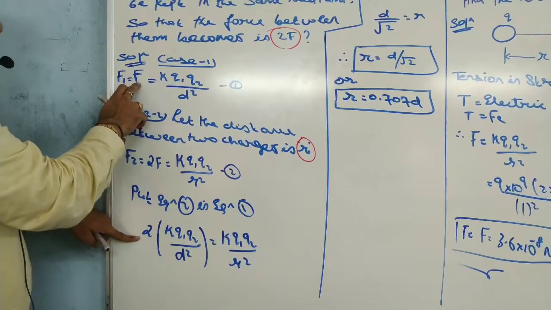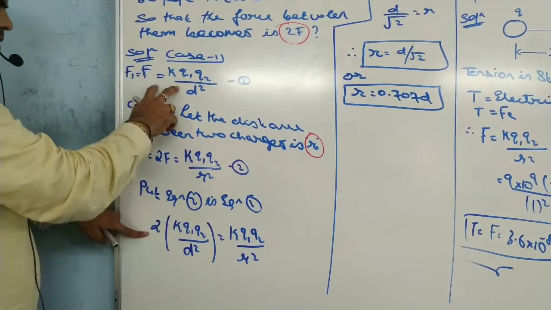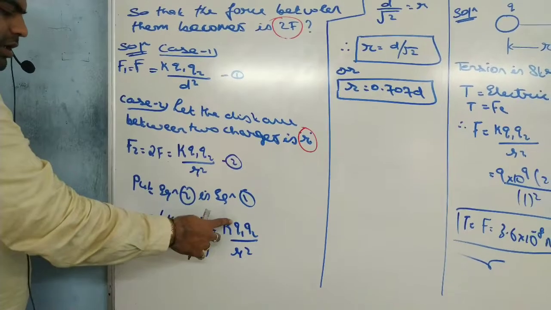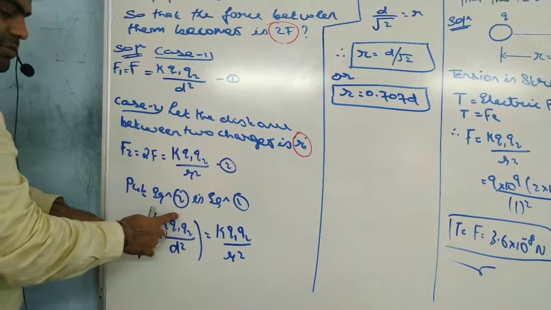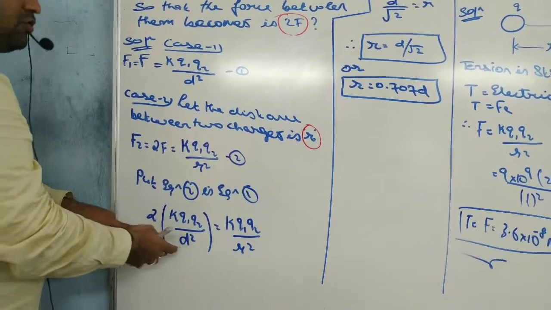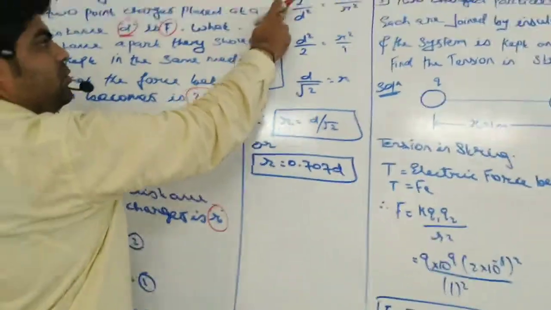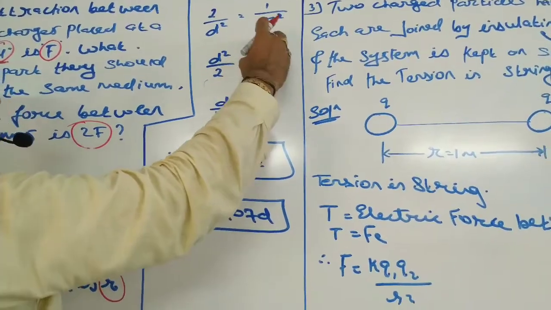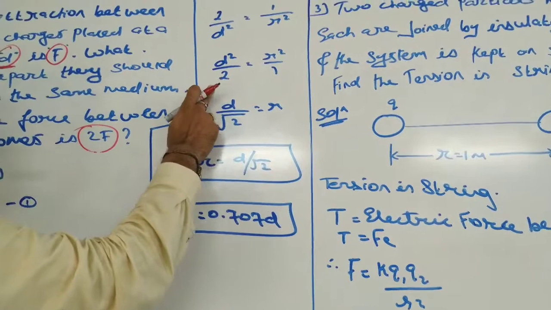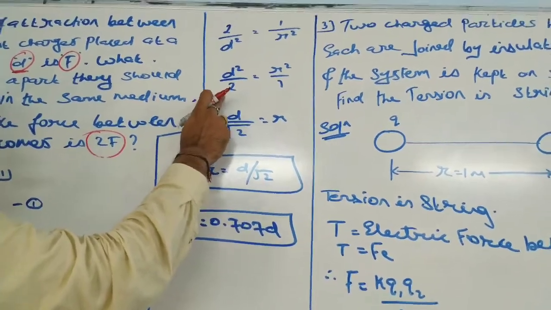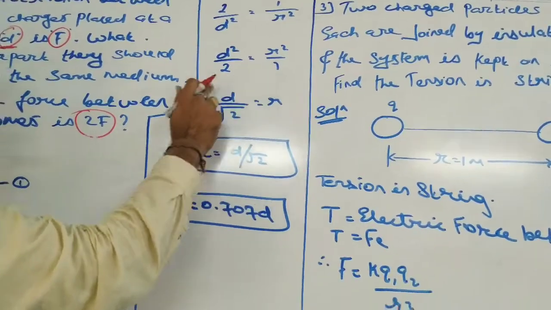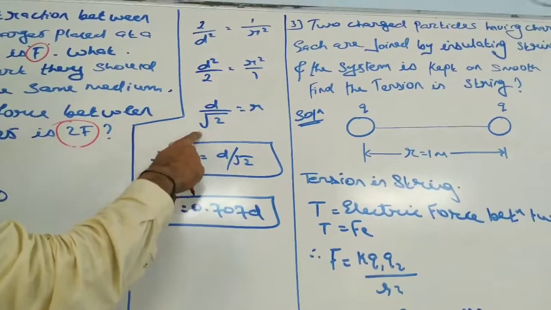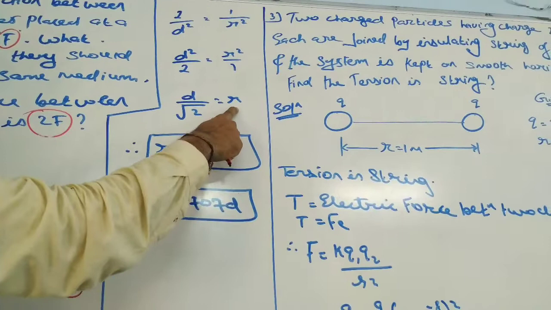See, we'll put the value of F over here. This entire expression for F I kept over here. k q1 q2 gets cancelled. So what is left with us? 2 upon d square is equal to 1 upon r square. Reverse the terms: d square by 2 is r square by 1. Taking the square root, d by root 2 is equal to r.